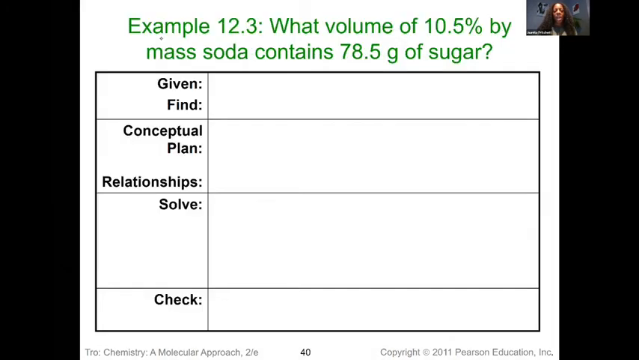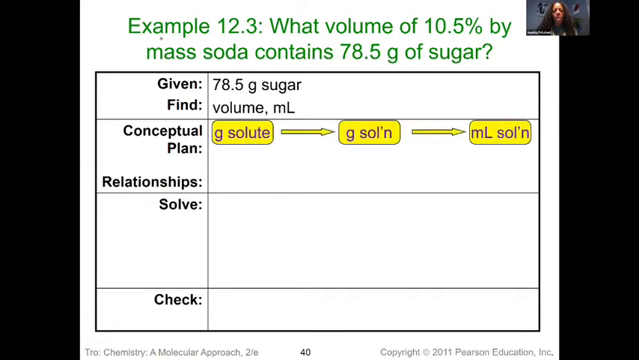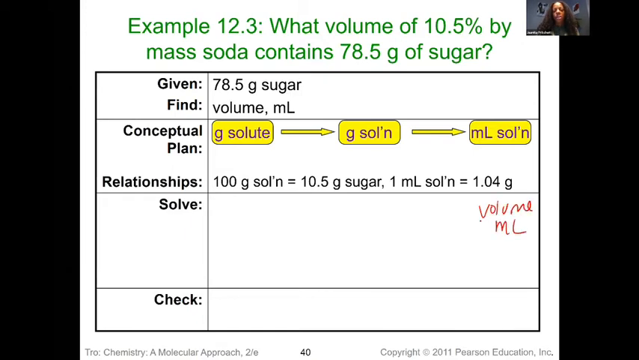All right, so let's try this example. And there's a piece of information that we are going to need here, which is the density. So it says, what volume of 10.5% by mass of soda contains 78.5 grams of sugar? So our goal is to find a volume. And it doesn't specify the unit, so maybe we'll think milliliters. And we're starting with 78.5 grams of the sugar. Now remember, the sugar would represent our solute or the part. And we now want to connect from our sugar to the volume of the total solution.